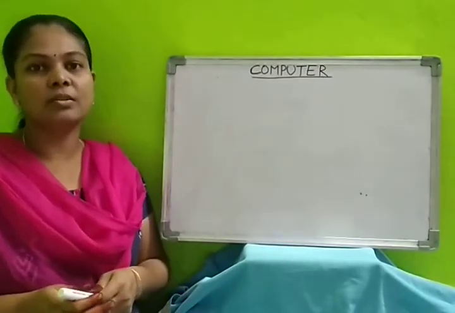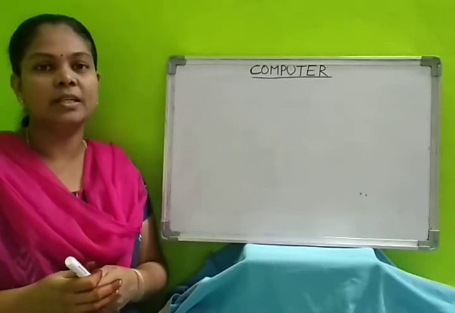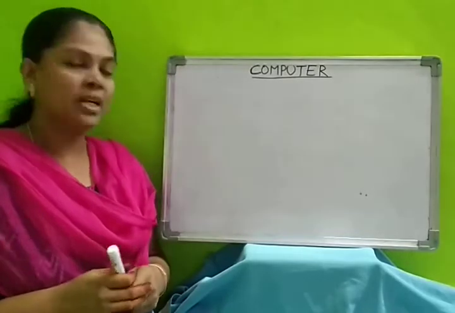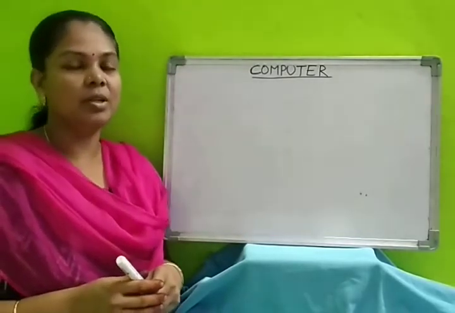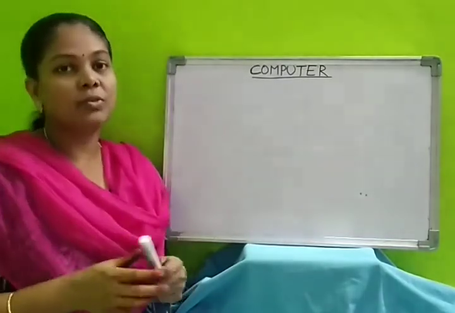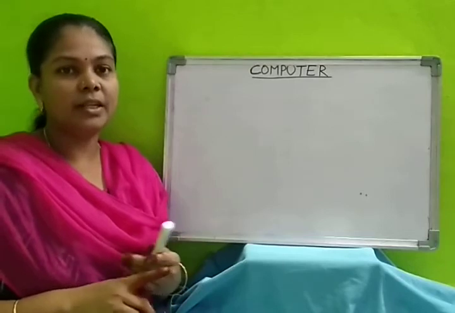Today we are going to learn about computer. From first class onwards we are learning about computer. Last class we have learned about the different parts of a computer. How many parts in a computer? 4 parts in a computer. So what are those? Keyboard, mouse, monitor and cabinet.